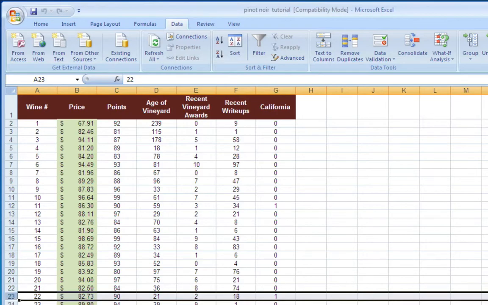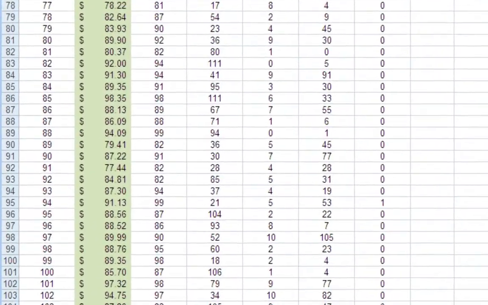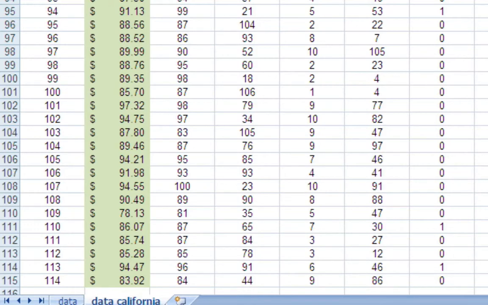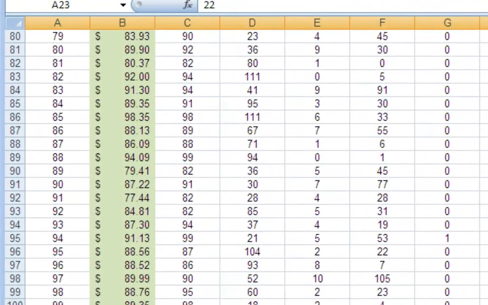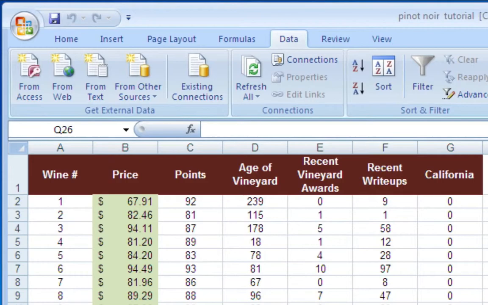In total, we have 114 different data points. So we looked at 114 different bottles of wine to predict the prices of a bottle of wine. So now we are ready to run a regression over our data.